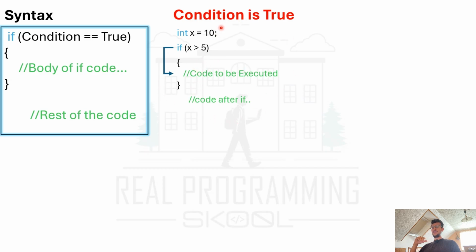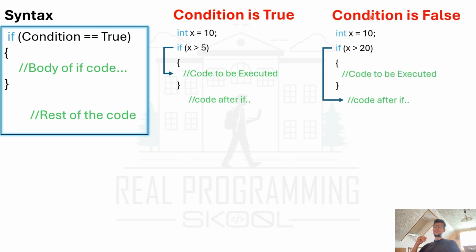All right, this is in case the condition is true, because here 10 is greater than 5, so the expression's final result is true. So the compiler will go inside the if statement and execute the code between these two curly brackets that belong to the if statement. And after that, the compiler will finish the rest of the code of the program.